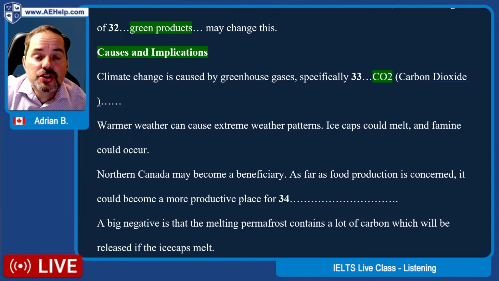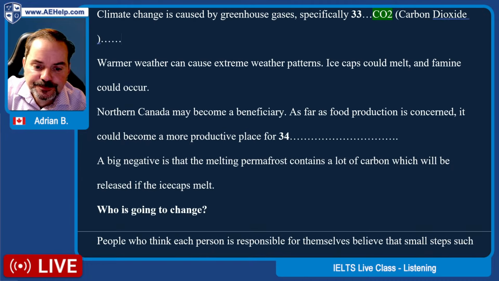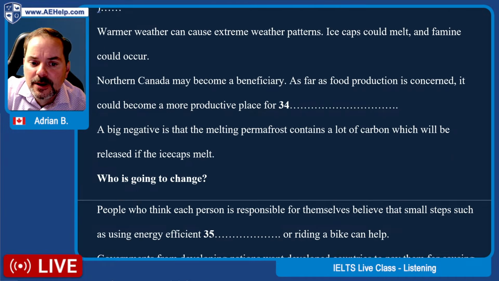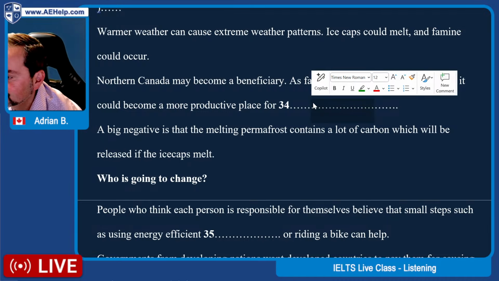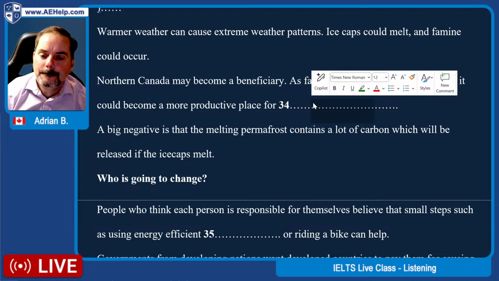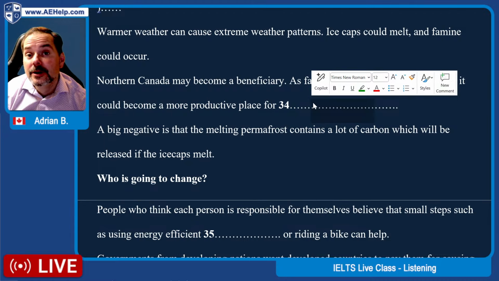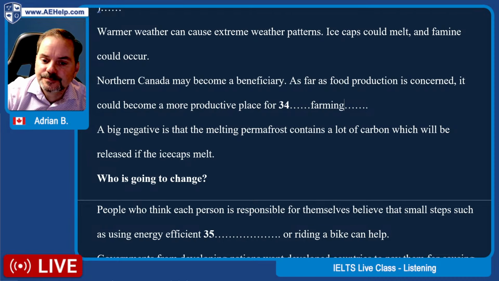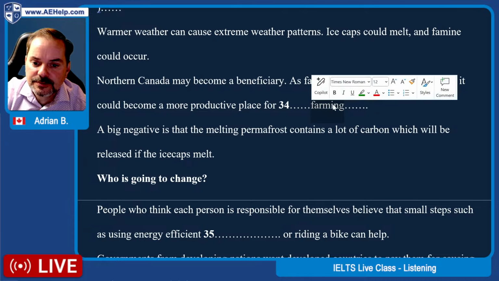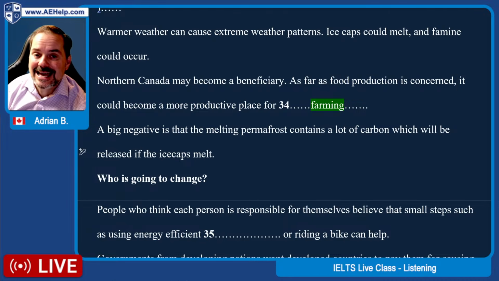Warmer weather can cause extreme weather patterns. Ice caps could melt and famine could occur. Northern Canada may become a beneficiary. As far as food production is concerned, it could become a more productive place. Anybody get that one? It makes sense. If the ice is melting and places that were cold before are now becoming warmer, then what can we do there? Agriculture, right? Farming, that's right. We can grow crops where there used to be ice and now there is land.